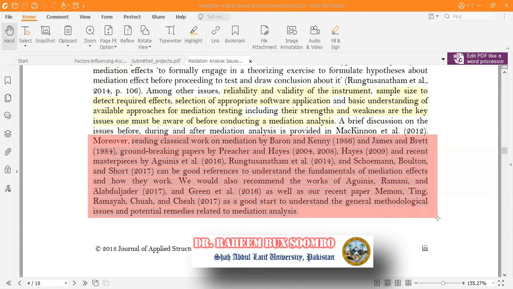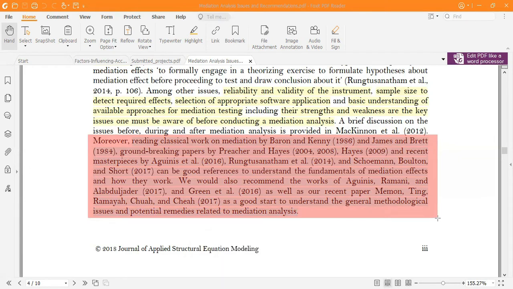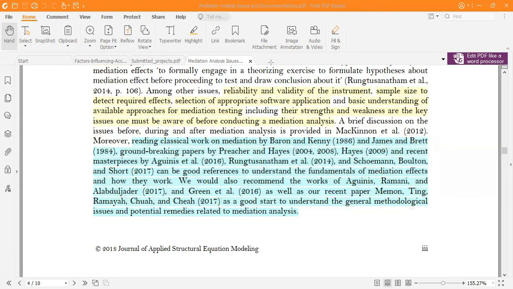Moreover, there is the classical work done by some big names in the field of mediation. If you want to know more about mediation and go through the literature of these authors, you will be able to understand mediation more clearly.